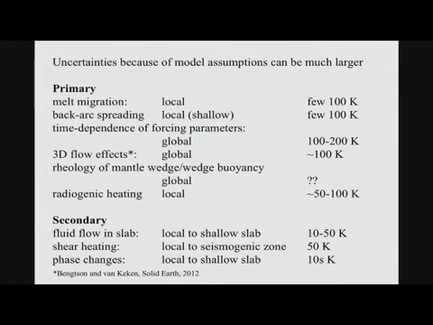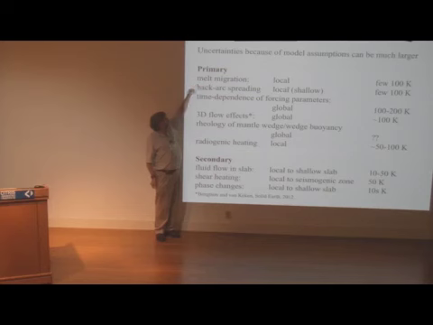Or they're just saying they're variable? Depends. I mean, this is melt migration. It takes heat from deeper down and produces more shallowly. So shallow heats up. Back arc shallow heats up. Sorry, time depends on forcing parameter. I completely skipped that. This will have a global effect, which could be cooling or warming.